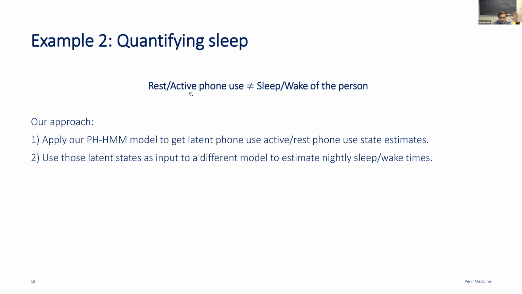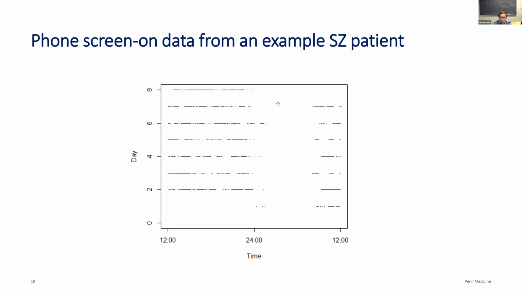I mentioned that rest and active phone use do not equate to whether or not you're asleep or awake. So we have another approach, which is the semi-supervised approach, which, just to demonstrate this example, if you were to guess, each row here is just screen on-off data from one patient with schizophrenia. If you had to guess when they were sleeping, you could eyeball this, right? Your eye kind of trails down like, okay, they're going to sleep around midnight, a little before, a little after. And then they're waking up 7, 8 hours later. And this seems pretty good.